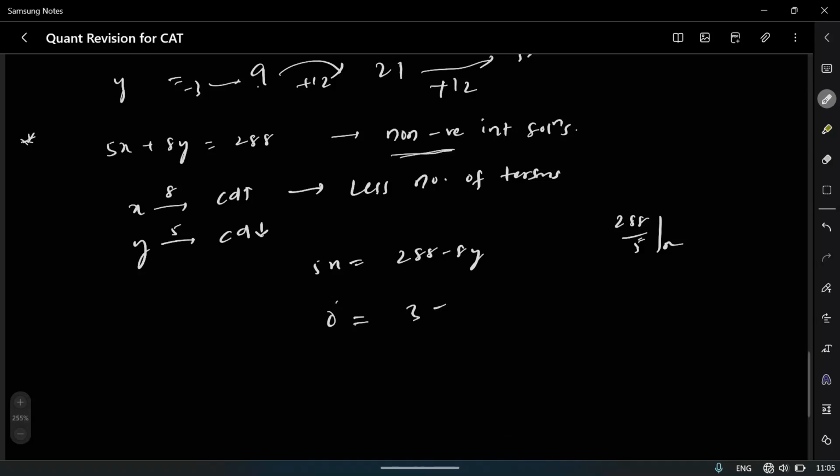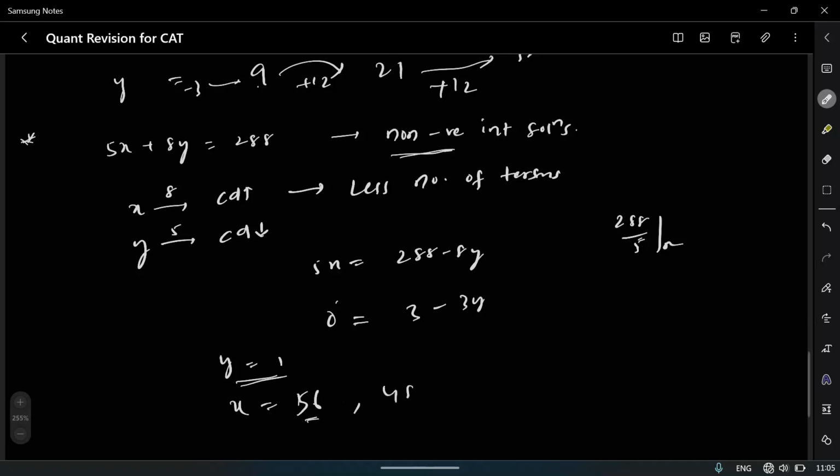So 3 minus here 8y can be written as 5y minus 3y. So it can be written as minus 3y. So y equals 1. At y equals 1, x equals 56. So 56 is the starting value.